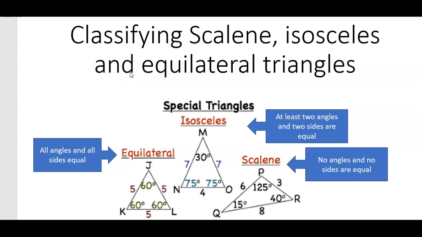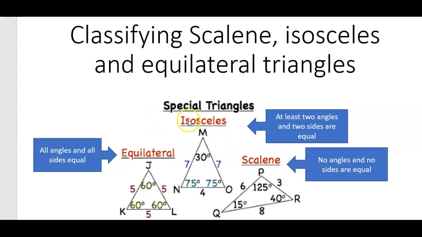This is a mini lesson that's going to show you how to classify scalene, isosceles, and equilateral triangles based on their side lengths and/or their angle measures. So first, let's just go over each type of triangle.